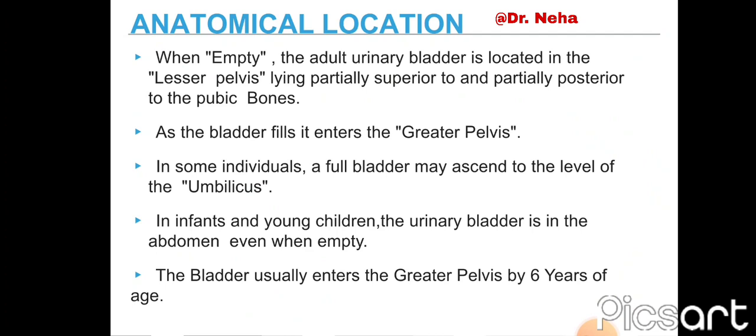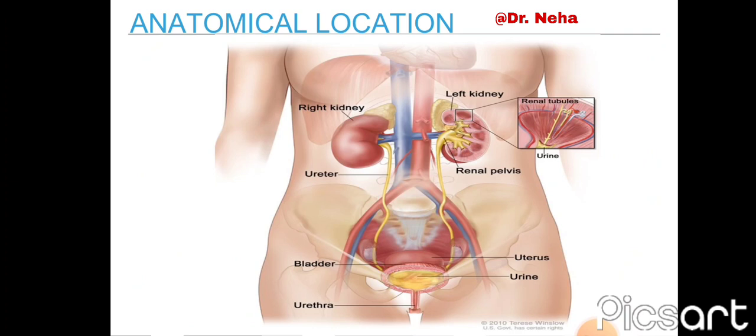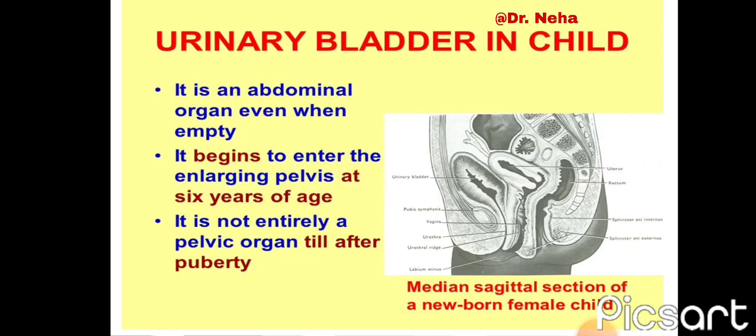In infants and young children, the urinary bladder is in the abdomen. When empty, the bladder usually enters the greater pelvis by 6 years of age. Here we can see the normal anatomical location of the urinary bladder in the lesser pelvis. And this is the sagittal section of a newborn female child, where we can see the abdominal location of the urinary bladder.